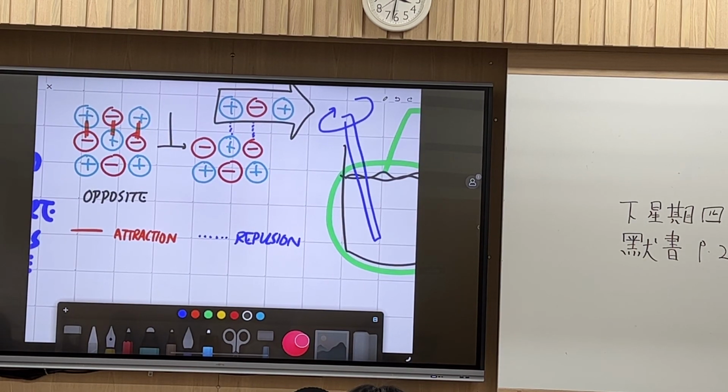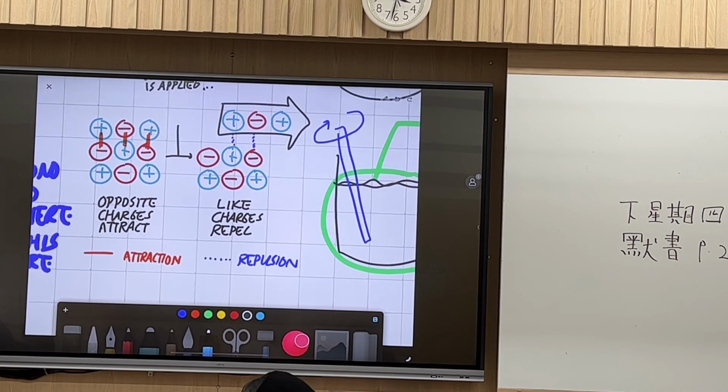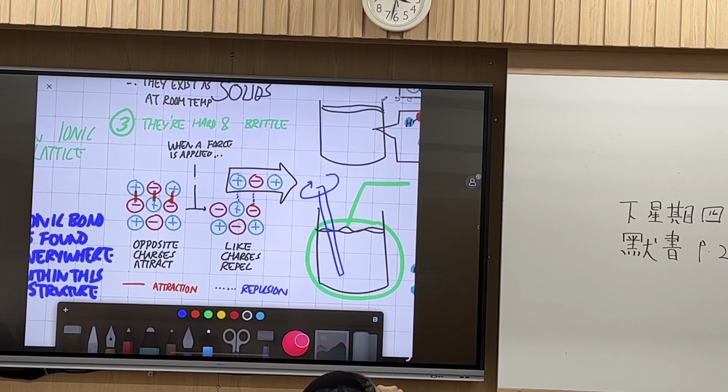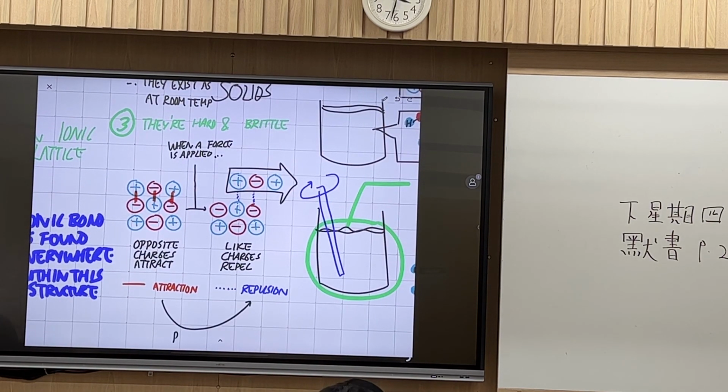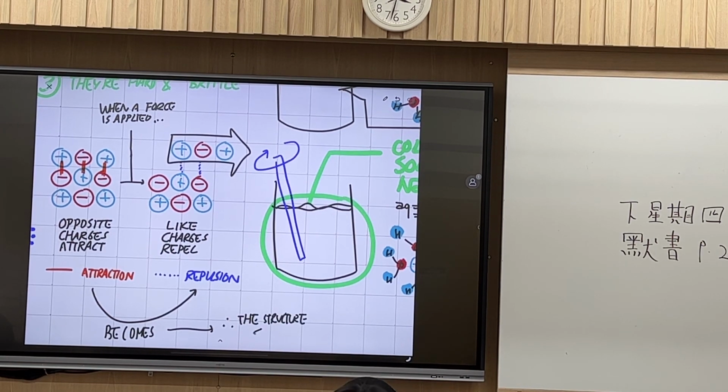So opposite charges attract, but like charges repel, right? So opposite charges attract and like charges repel. So attraction becomes repulsion, and so the structure changes. So attraction becomes repulsion. So therefore, the structure changes. Is that very clear? Yes. Okay. So we'll pick up from here next time.